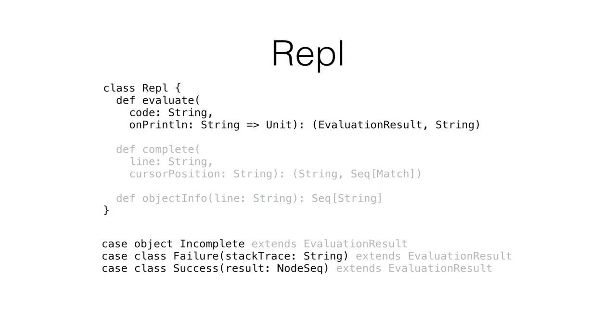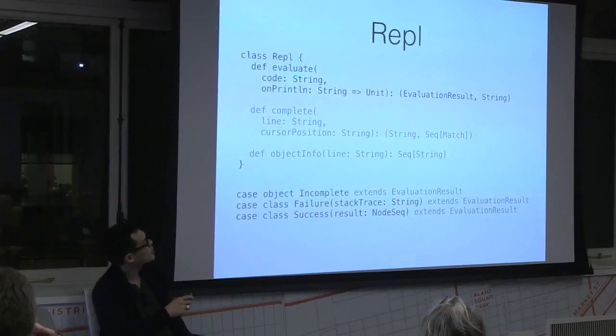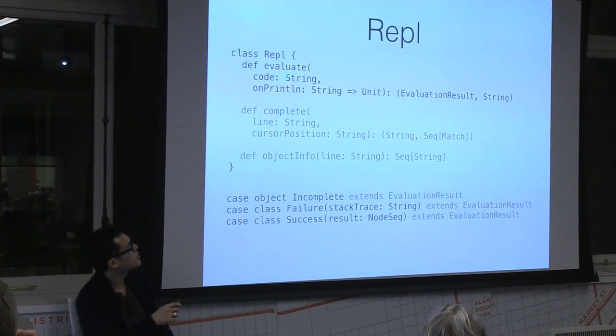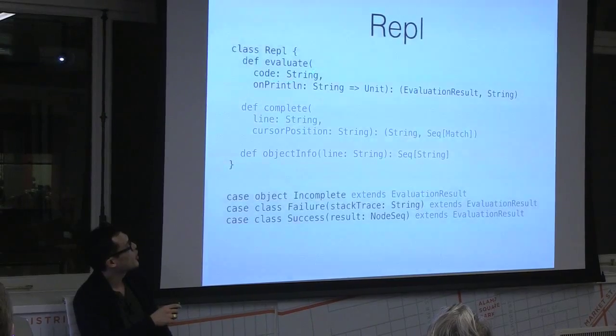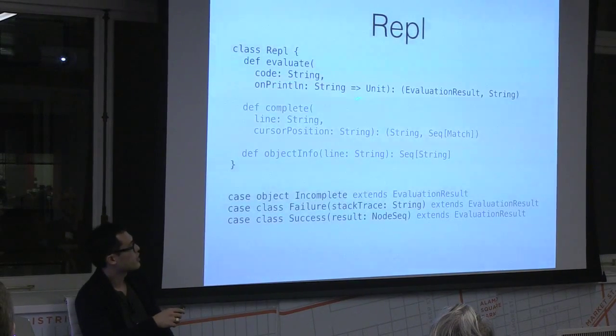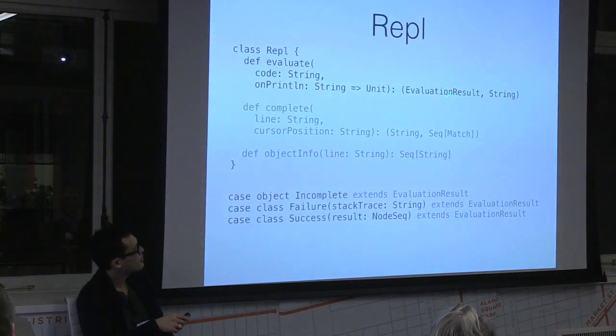Let's see. So this is the API of the REPL service here. There's a couple things that we'll get into later in the presentation, but the fundamental one is probably what you'd expect, which is, hey, evaluate this code, and then we have this little functor that allows us to do the println streaming back. It returns an evaluation result, and this string is basically the fully written out, fully flushed standard out.